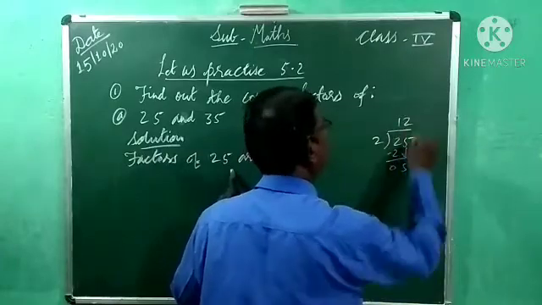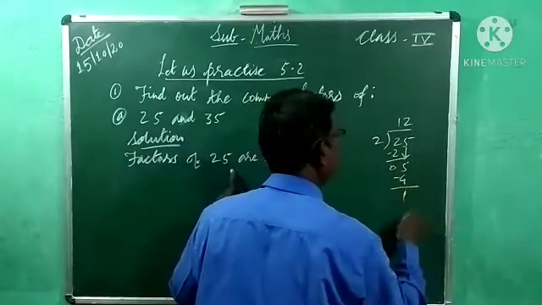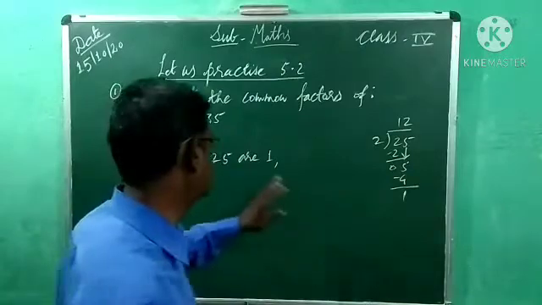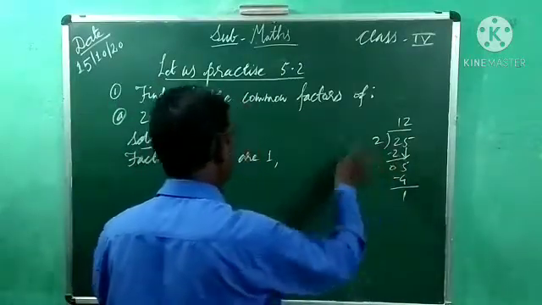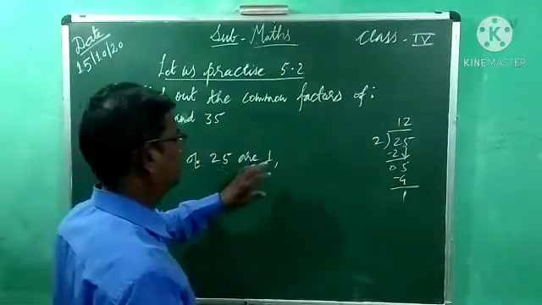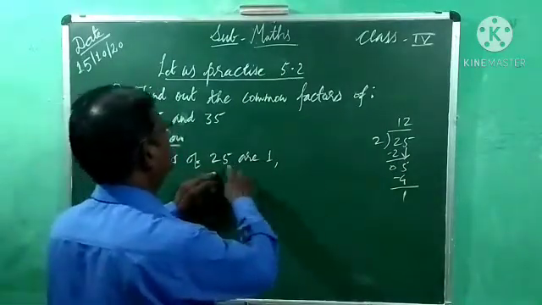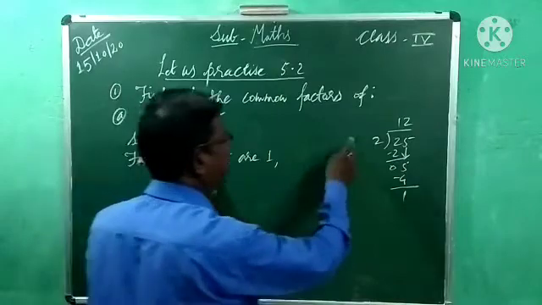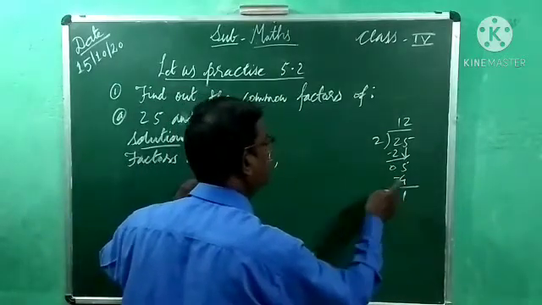2 ones are 2, okay, 0. Now bring this 5 down. 2 twos are 4, now 5 minus 4 is 1, so we didn't get remainder 0. So 25 is not completely divisible by 2, and that's why we can't write 2 here. We write a factor only when we get remainder 0, otherwise not.